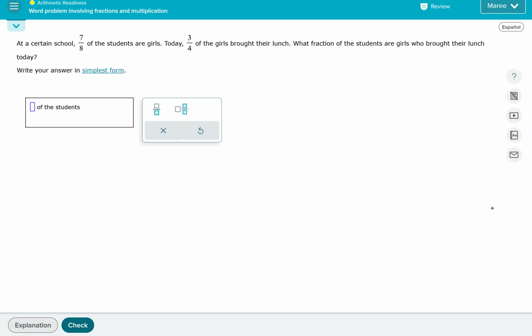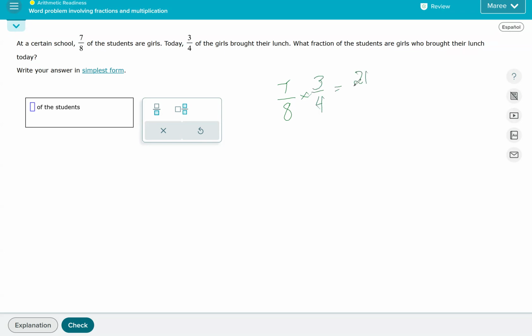So because 7/8 are girls, that just tells you how many are girls. So we're just going to do 7/8. That's how many girls there are. And 3/4 of those bought lunch, and we want to know how many bought their lunch. So we're going to multiply 7/8 by 3/4.